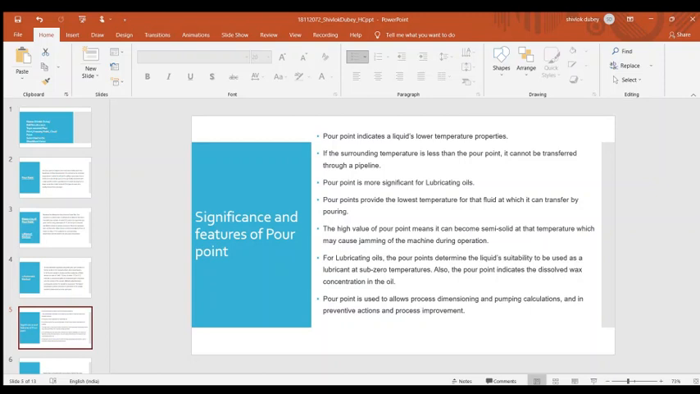A high value of pour point means the oil can become semi-solid at that temperature, which may cause jamming of machines during operations. For lubricating oils, the pour point determines the liquid's suitability to be used as a lubricant at sub-zero temperatures. Also, the pour point indicates the dissolved wax concentration in the oil. Pour point is used to allow process dimensioning and pumping calculations and in preventive actions and process improvement.